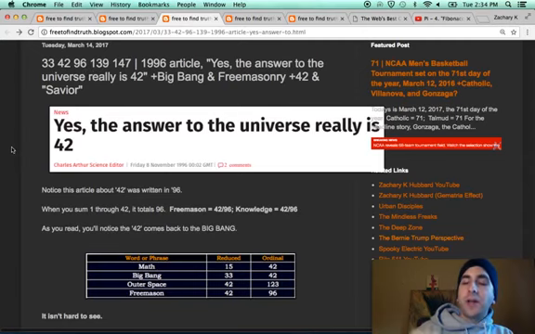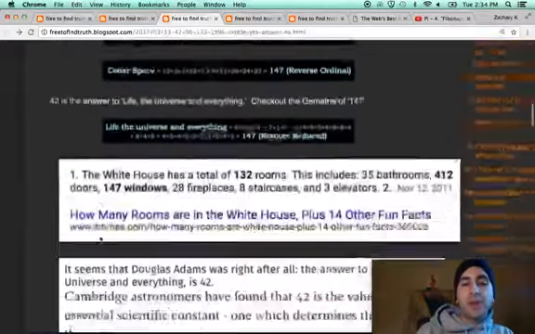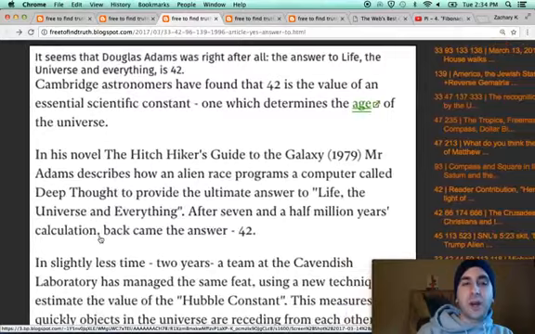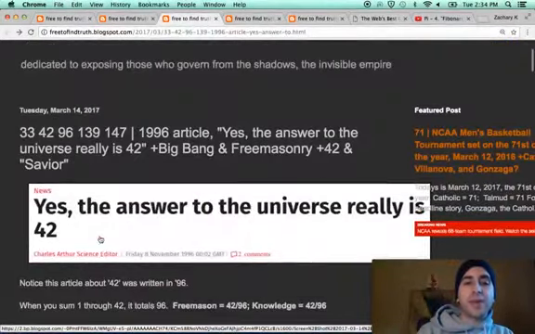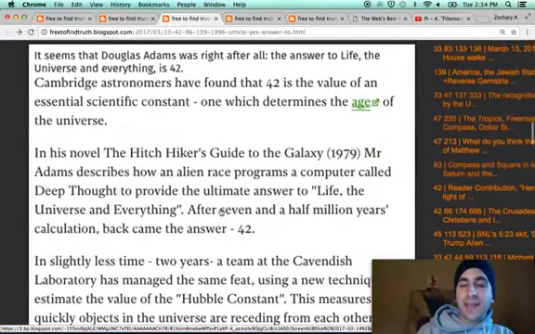So now, understanding this language within words, let's apply this to the number 42 in the Hitchhiker's Guide to the Galaxy. Before we look at these numbers on the screen, let's just read a little bit here from the article. The article titled, "Yes, the answer to the universe really is 42." This article was written in 1996.